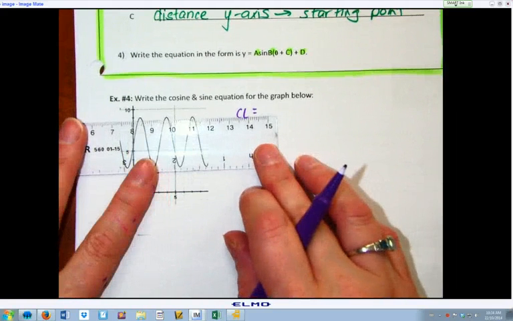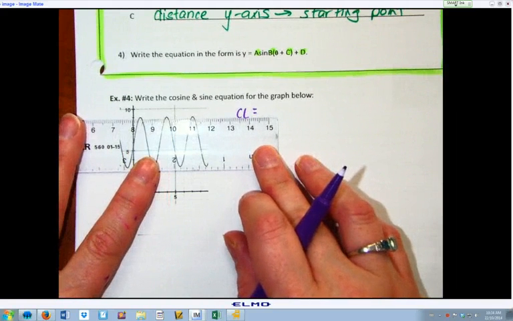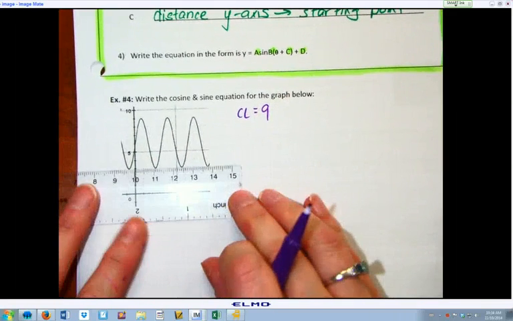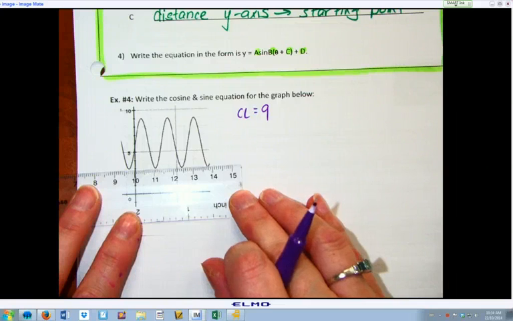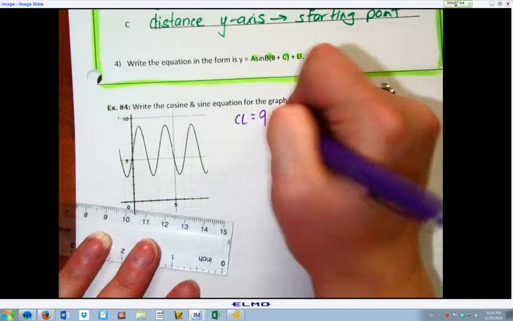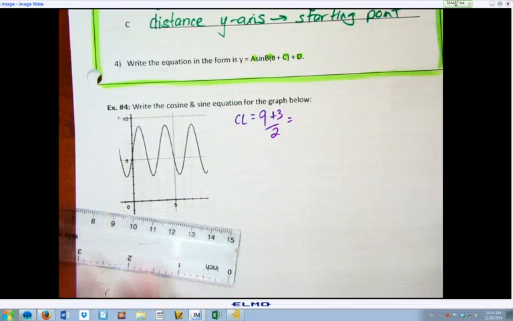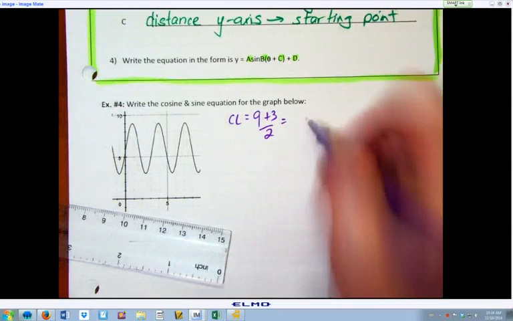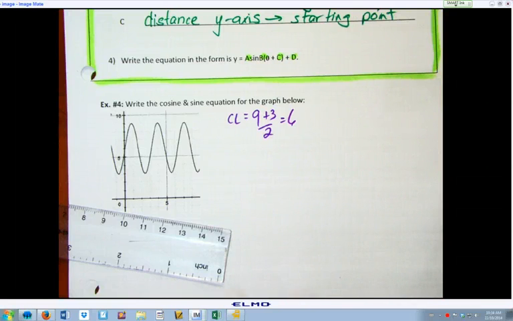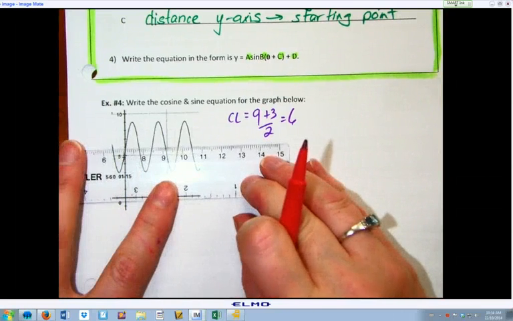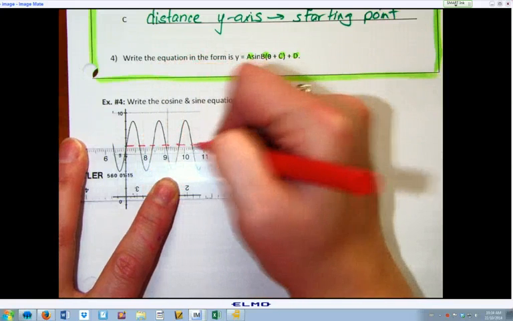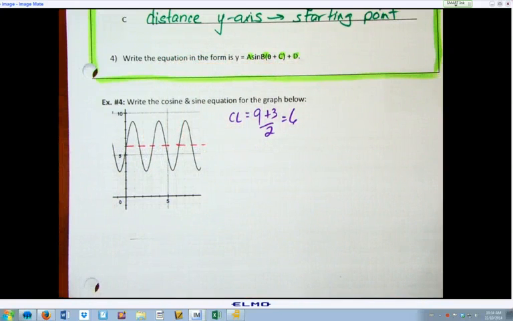So look at the max, 9. Look at the min, 3. 9 plus 3, divide by 2, 6. Again, you'll know if you're off when you draw it because it won't be symmetric. If you can just look at it and see it's 6, great, draw the center line at 6.